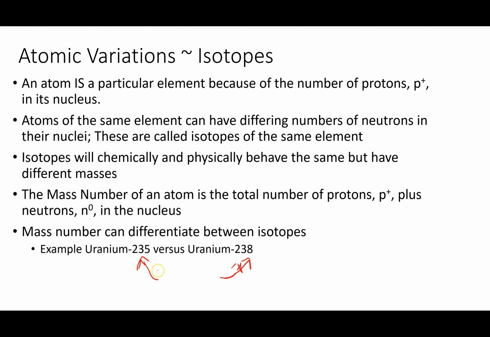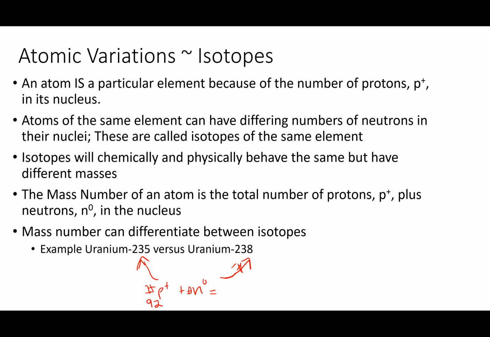Okay, so that is the mass number. Those are the number of protons plus the number of neutrons. So here's the deal. If I look on the periodic table, uranium's down here, and it's got a red 92. So both of those isotopic forms of uranium have 92 protons. So I'm going to put 92 here.